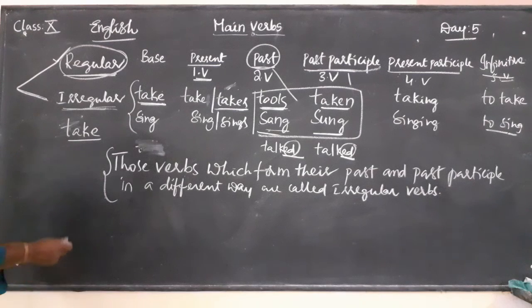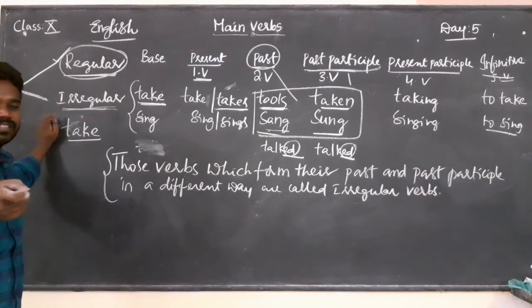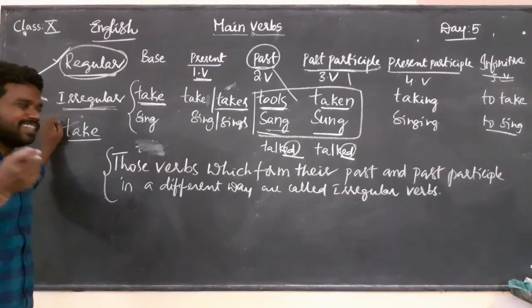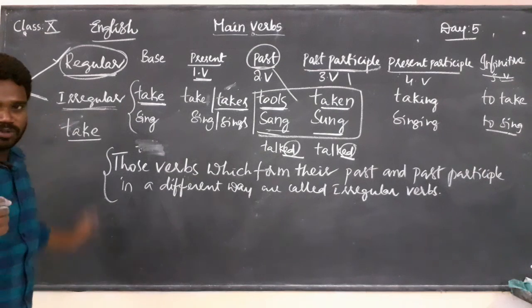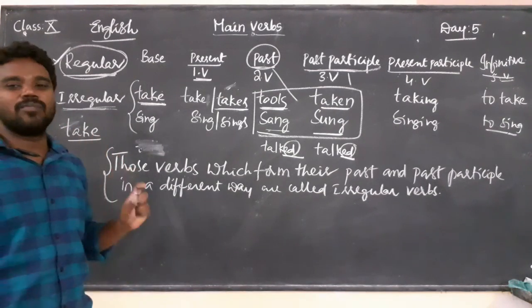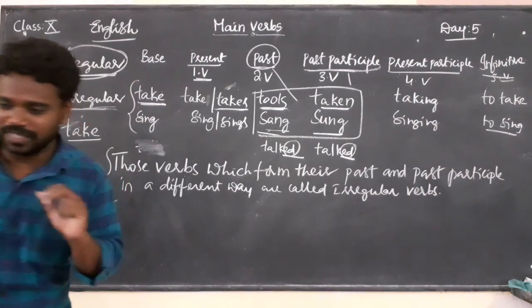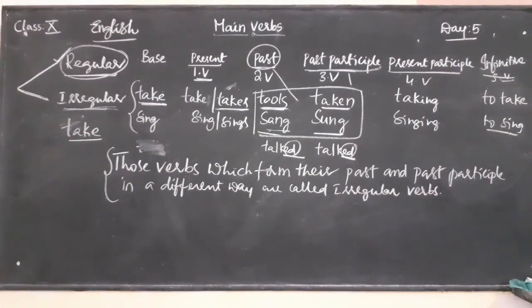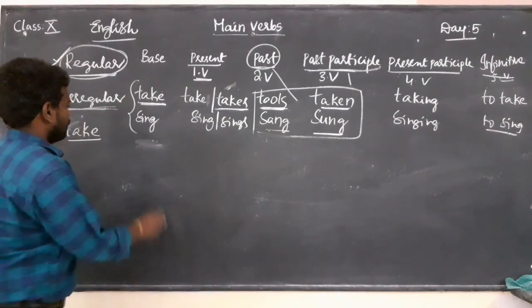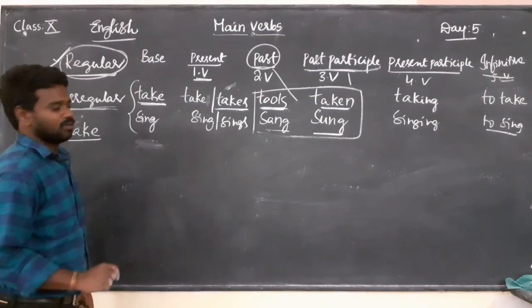There are three types of list in irregular verbs. That list I am going to provide you, and you just think about it. Now you see, right? So these two. Let me write four more verbs, right?